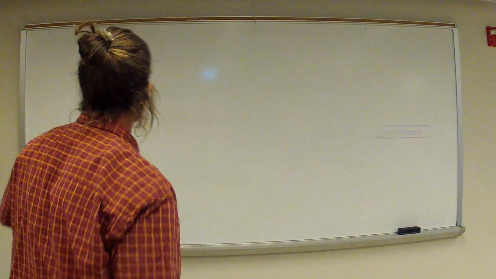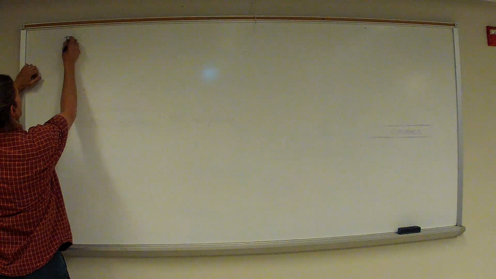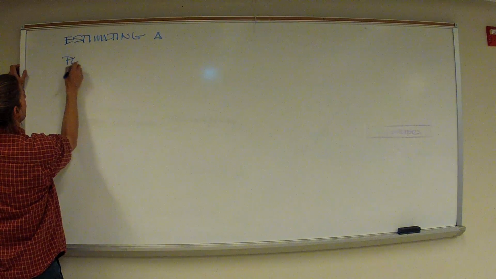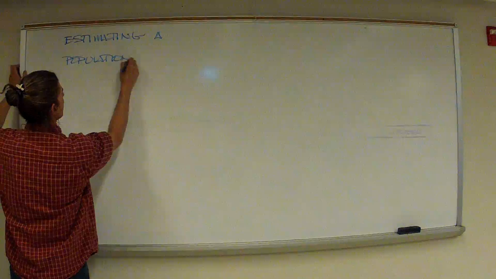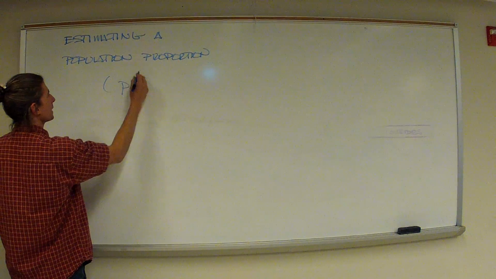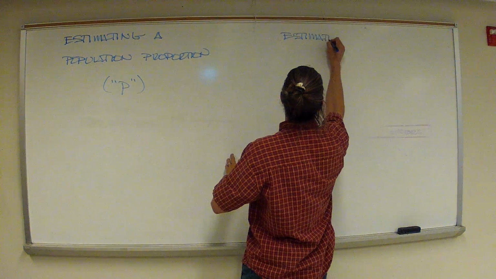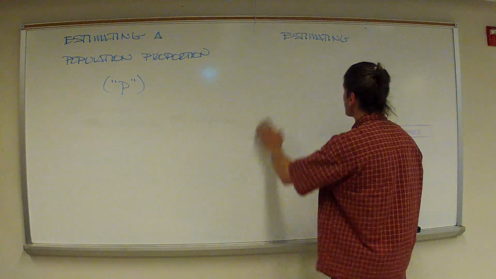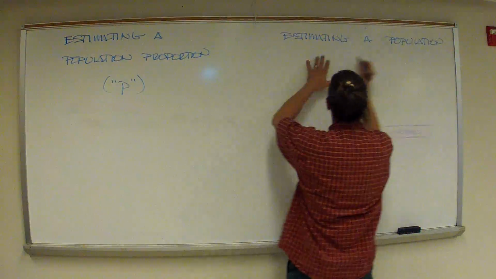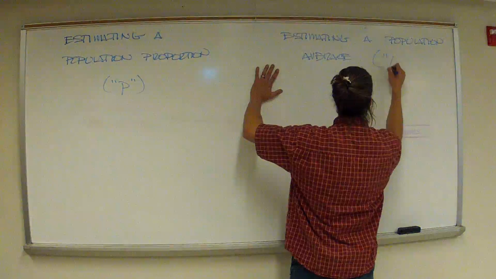So here's the deal. There are technically two topics on this exam. There is the topic of estimating a population proportion, which we lovingly call P. And there's estimating a population average or mean, which we lovingly call mu. Is that different than the P hat? Very much different.